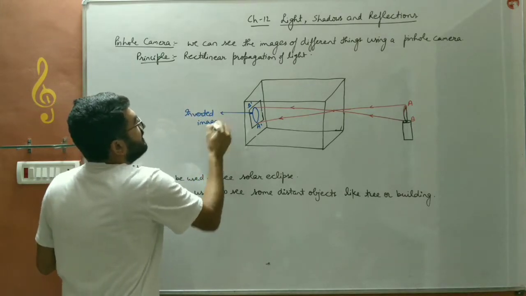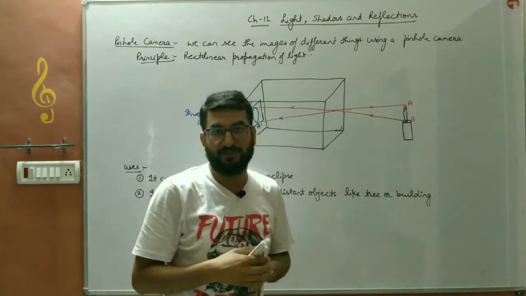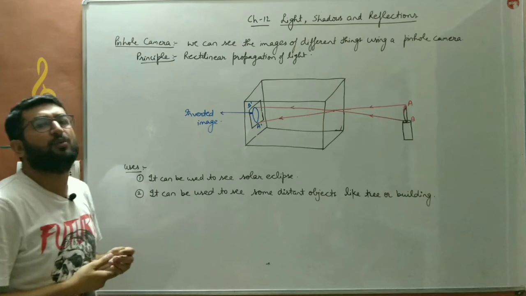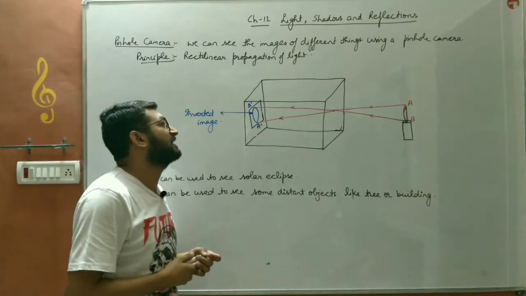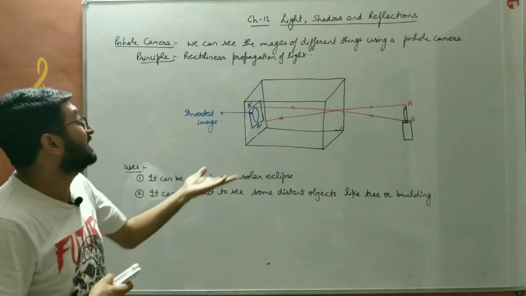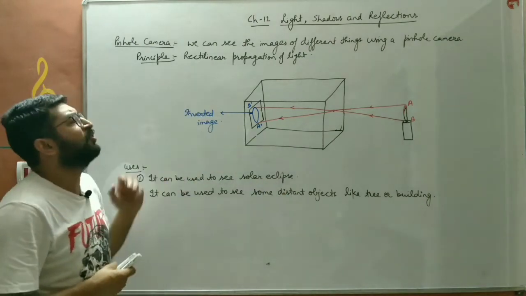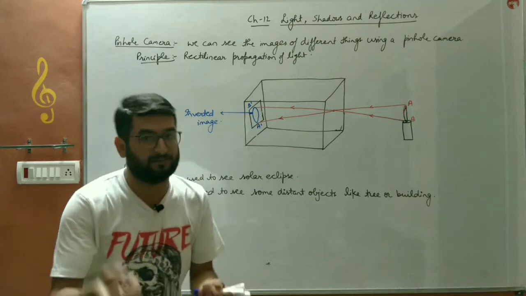Inverted means upside down. And why does this form an image like this? Because light always travels along a straight path. So that's how the pinhole camera works. This pinhole camera works in nature as well.